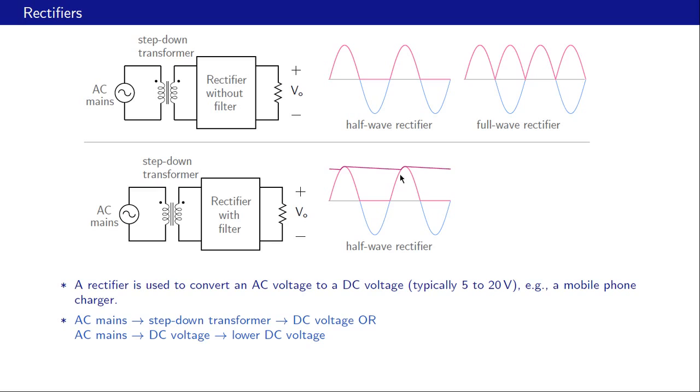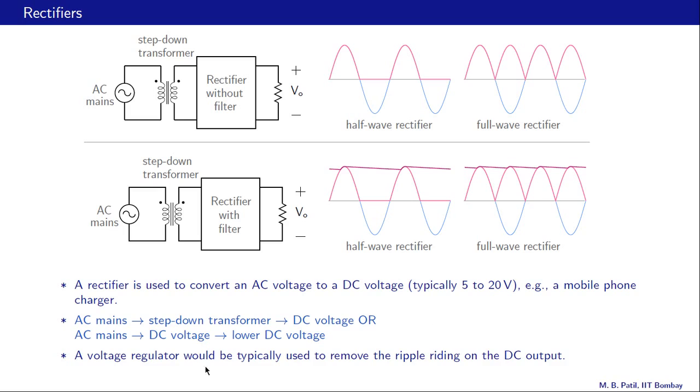So it's almost constant except for some small variation which we call the ripple voltage, and that is the situation for a full wave rectifier with filter. So that is the input, that is the output if we did not have a filter, and that is the output of a rectifier with filter. Again, there is a small ripple voltage that we can see.